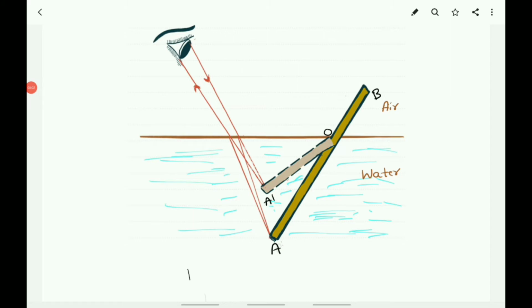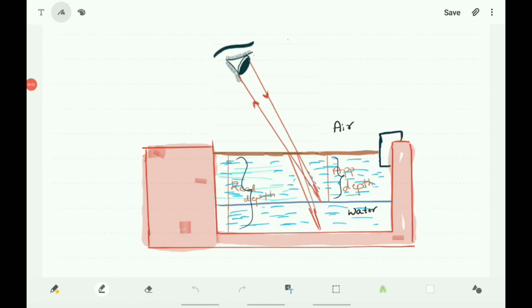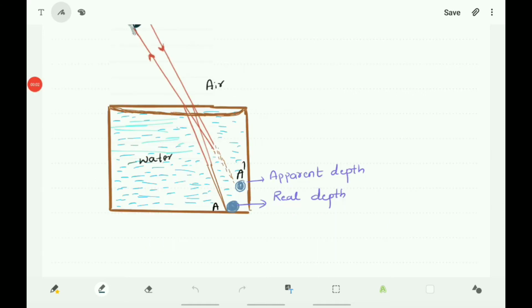You might have observed that when a pencil is partly immersed in water in a glass tumbler, it appears to be displaced at the interface of air and water. And here, see the figure, a pencil appears to be bent at the surface of water. You might have also observed that the bottom of a tank or a pond containing water appears to be raised. And also you know that a coin kept in water in a tumbler appears to be raised. See the real depth of the coin and also the apparent depth of the coin.